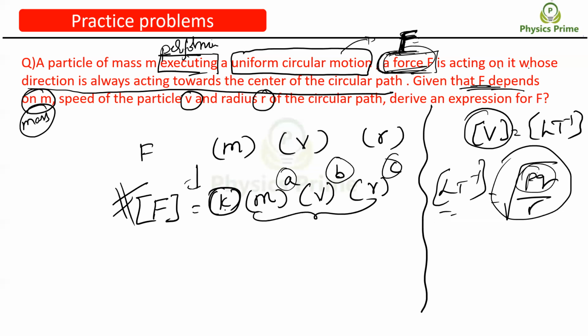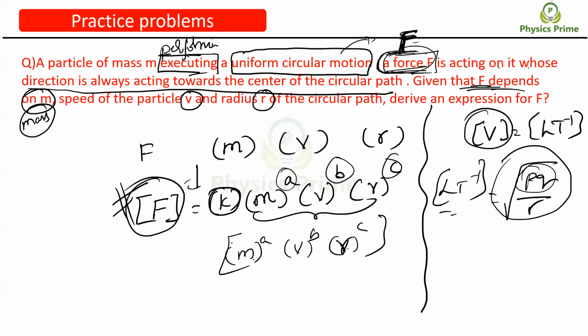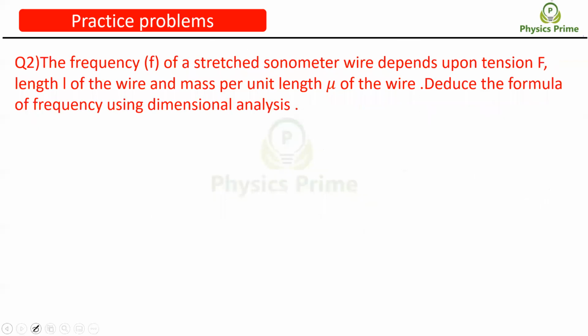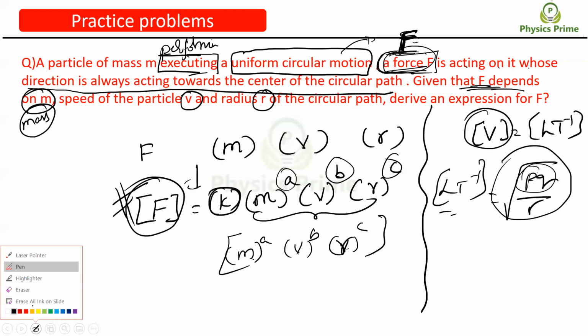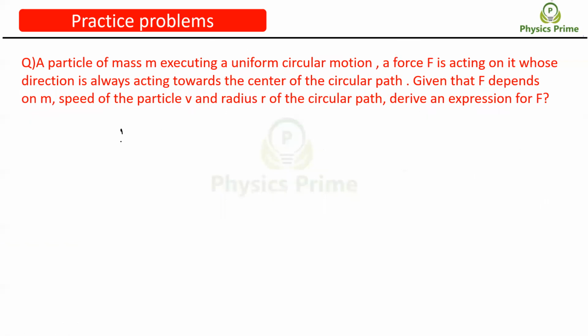So how much power of M should be there? How much power of V should be there? How much power of R should be there? Whatever the combination may be, finally you should get force, right? How it depends, as of now you don't know. So let us go ahead and solve this. Did you understand till here?